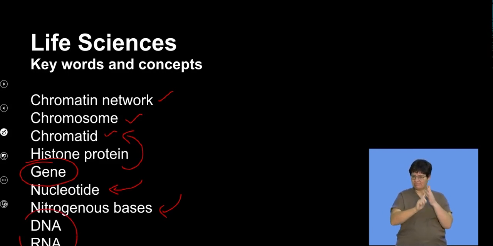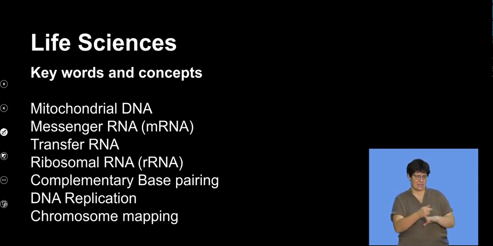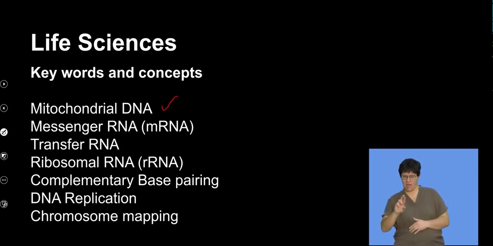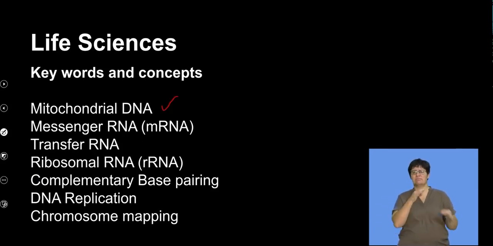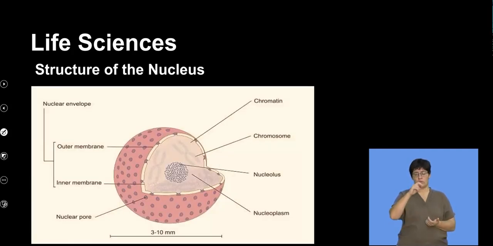We're going to spend some time looking at DNA and comparing it to RNA. I will mention the types of RNA and DNA, and we're going to talk briefly about mitochondrial DNA. We can also refer to complementary base pairing, especially when we look at DNA replication, and we're possibly going to get to chromosome mapping during the course of the lesson.